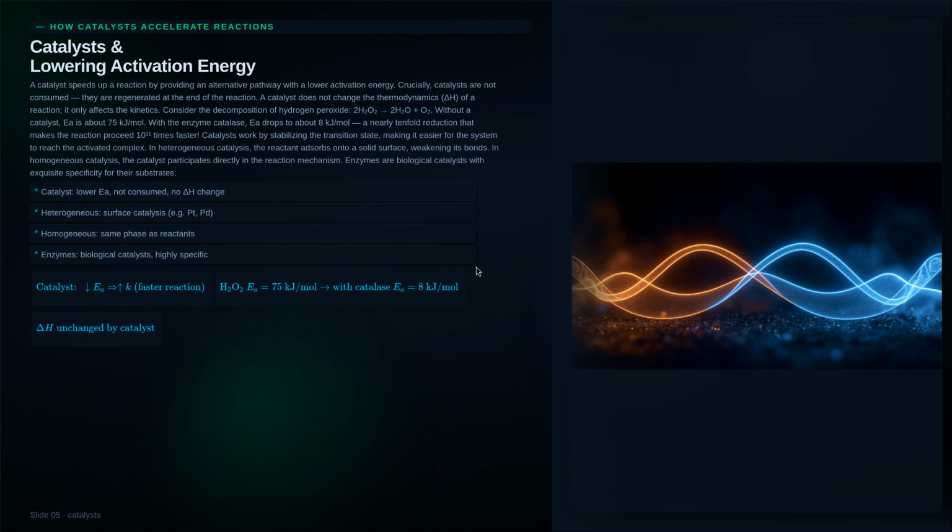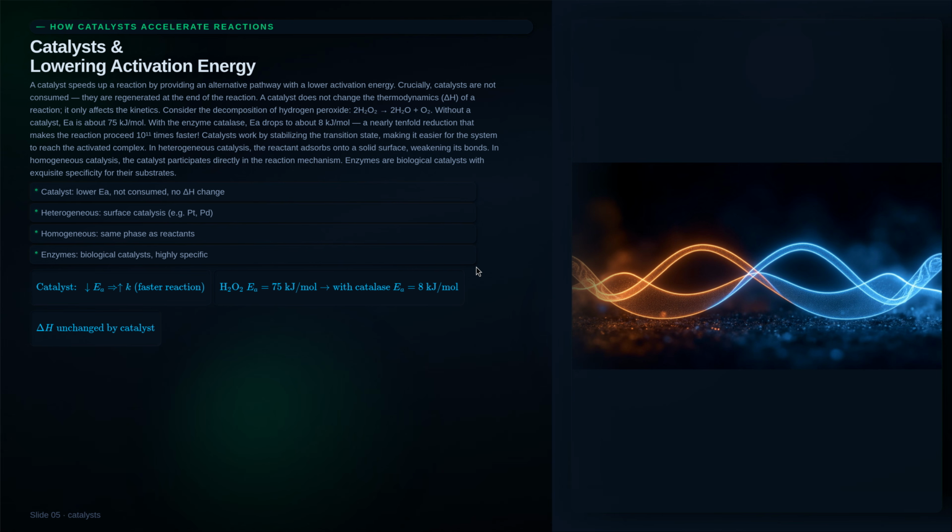Catalysts work by stabilizing the transition state, making it easier for the system to reach the activated complex. In heterogeneous catalysis, the reactant adsorbs onto a solid surface, weakening its bonds. In homogeneous catalysis, the catalyst participates directly in the reaction mechanism.